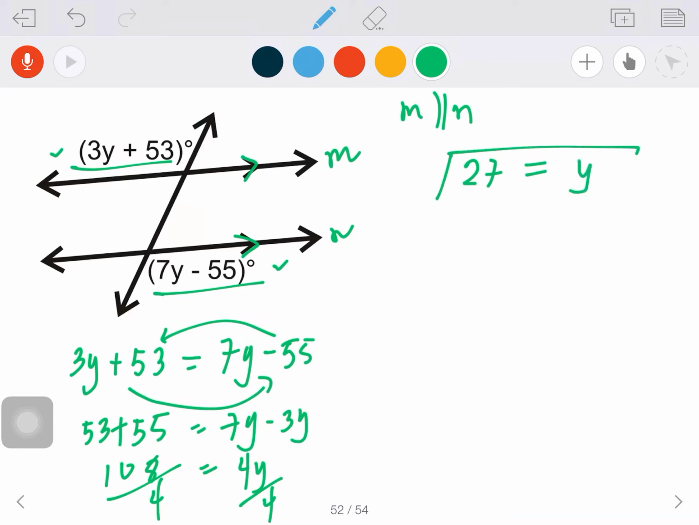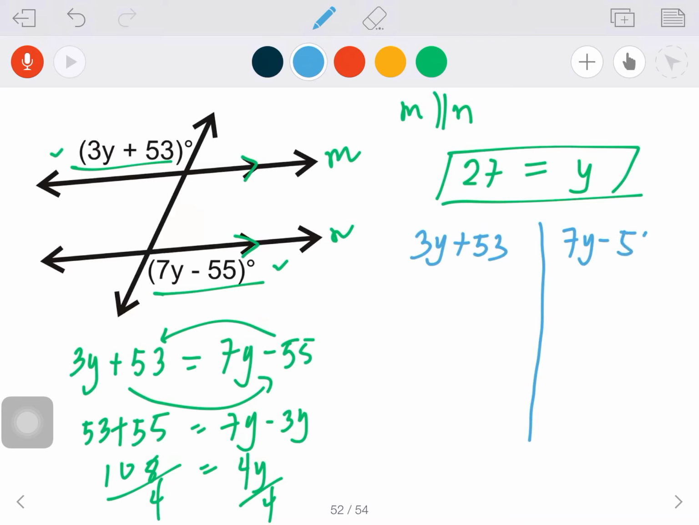Once again, we don't write the degree symbol as a unit for 27 because this is just the value of y. And if we want to find the angle, we have to substitute. Okay, so here, the first angle is 3y plus 53. And the second angle is 7y minus 55. To find the angle, we substitute.